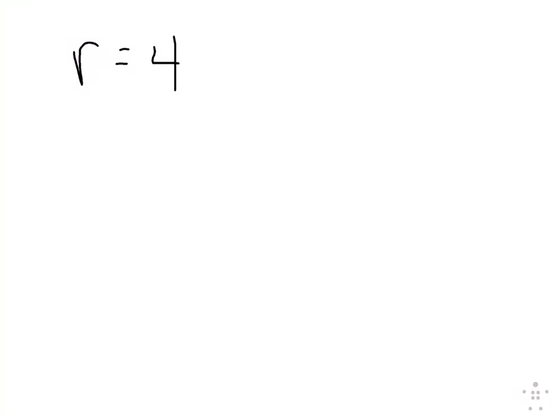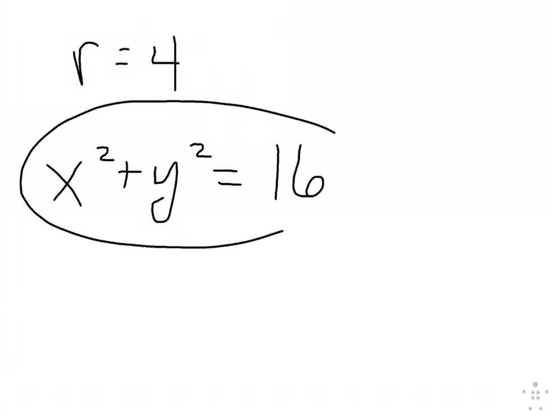Do I use the one that just says x squared and y squared, or do I use the one that says x minus h and y minus k? X squared plus y squared equals r squared. And what's the r? Jazz told us it was 4. So 4 squared is 16. And done.